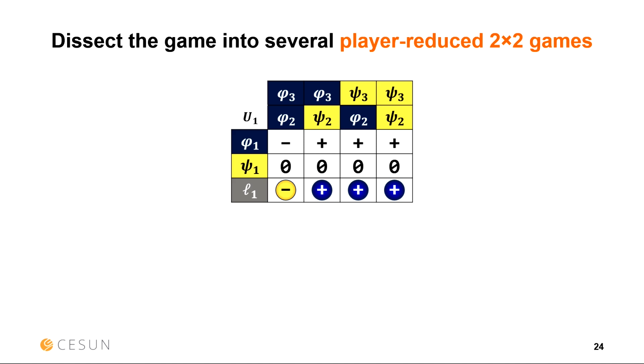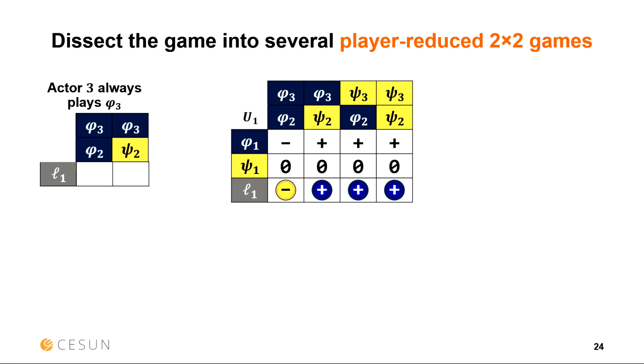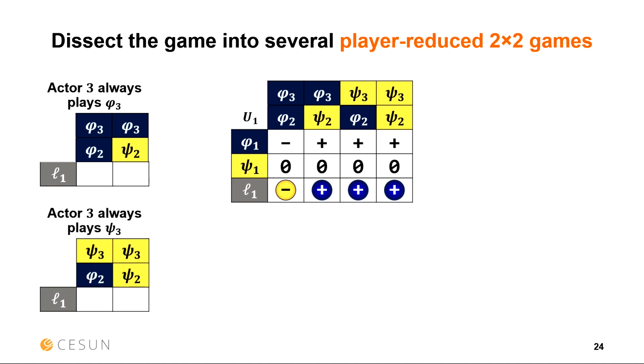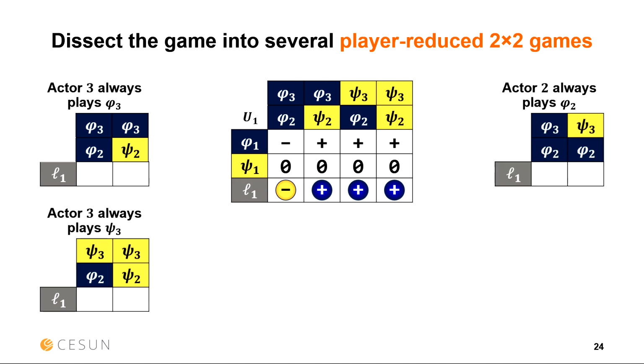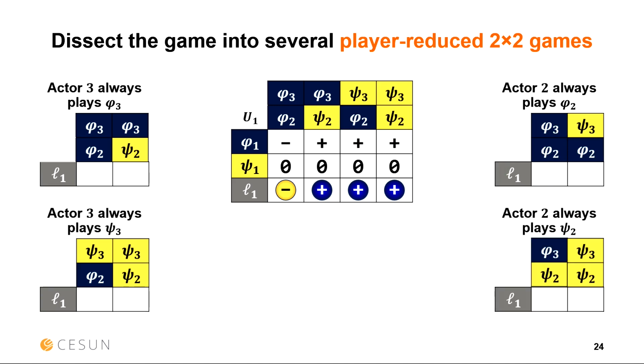This leads to 5 possible player-reduced games. In one instance, actor 3 always plays the status quo. In another, actor 3 always plays the alternative. Similarly, there is a game where actor 2 is the one that would always play phi, and there is another game where actor 2 is the one that would always play psi.